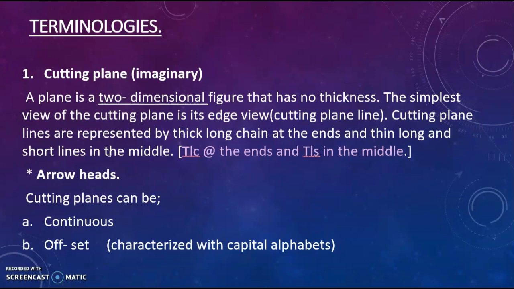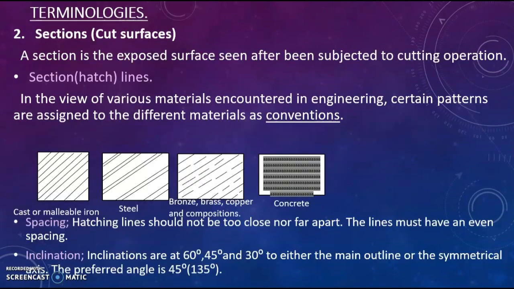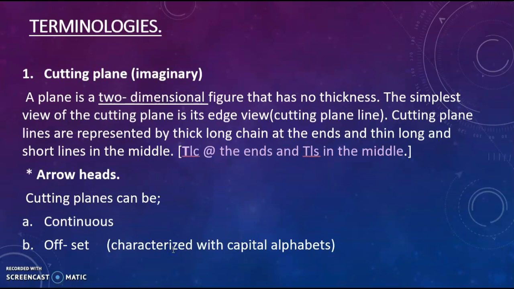But for the offset, the cutting plane is applied when there is a change in direction of the cut. Whenever there is a change in direction of the cut, we use this type of offset cutting plane. Also, the offset cutting plane is characterized by letters in series, because there is a change in direction. We label each change in direction with a capital letter.